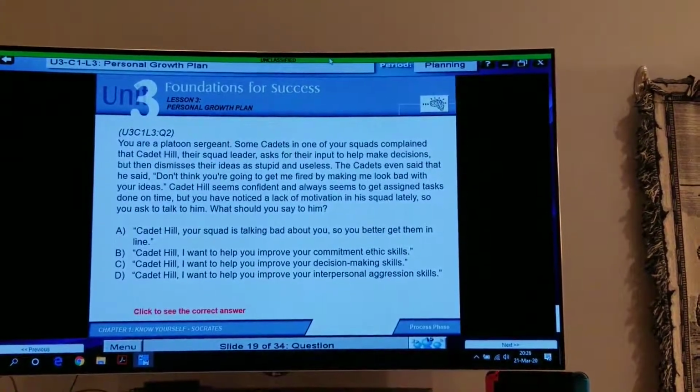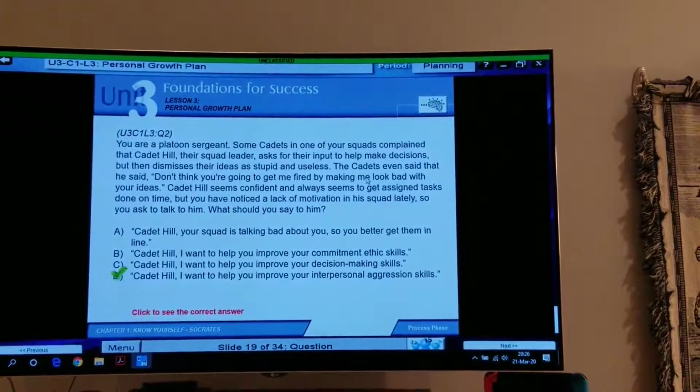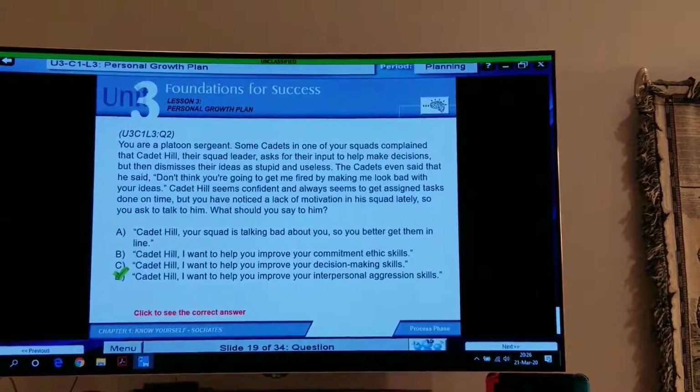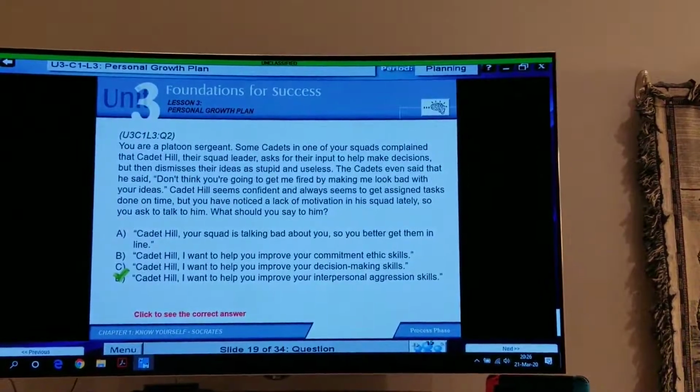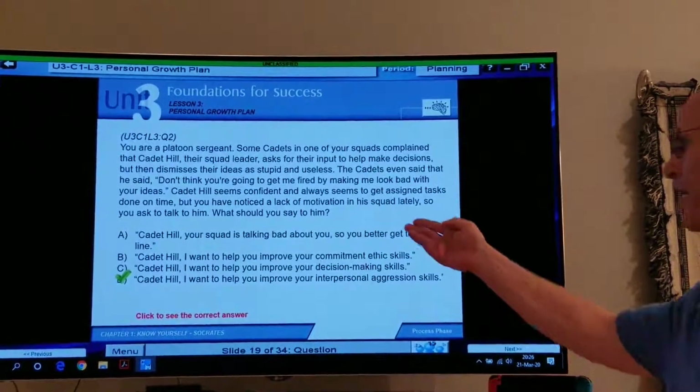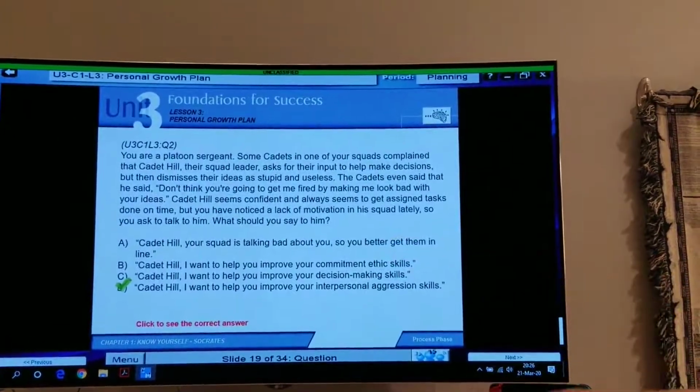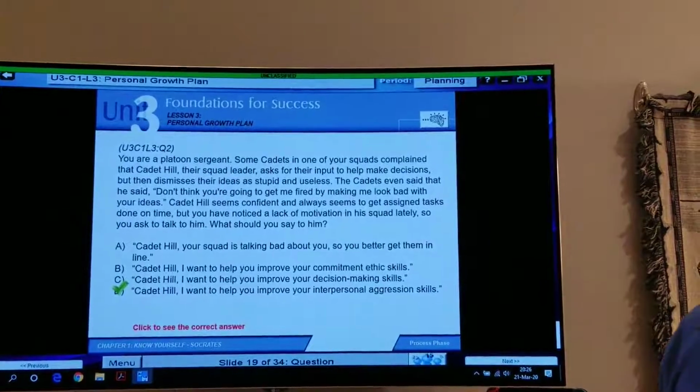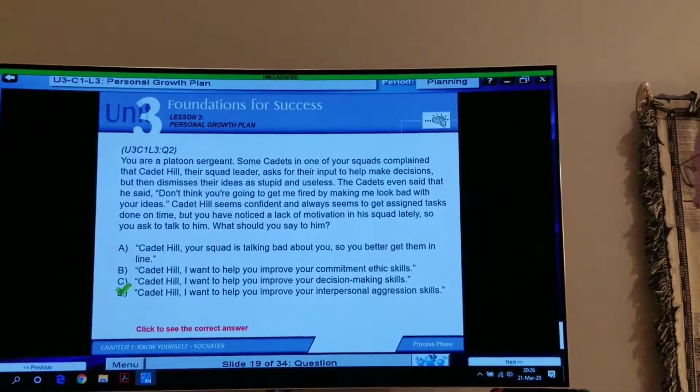Correct answer is D. He clearly has some issue with interpersonal aggression skills. You can see up there where he says, "Don't think you're going to get me fired." That's interpersonal aggression. He needs to work on that.